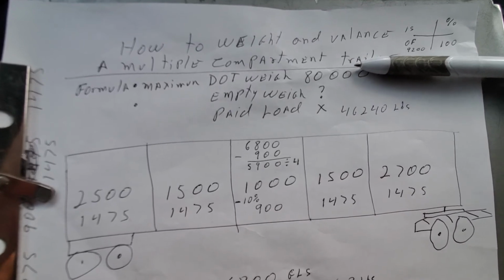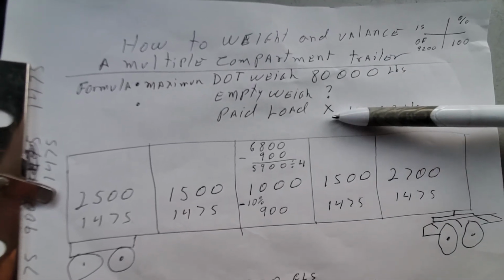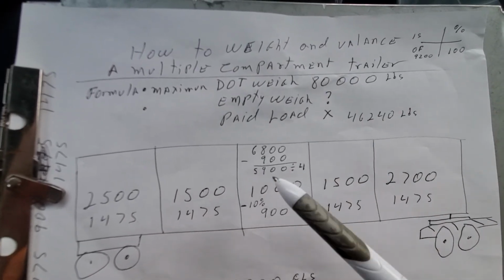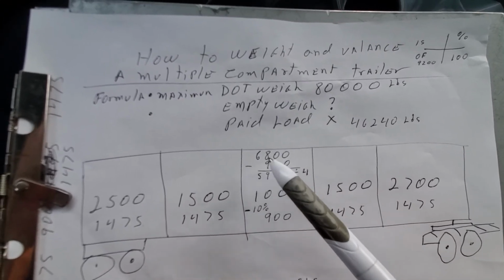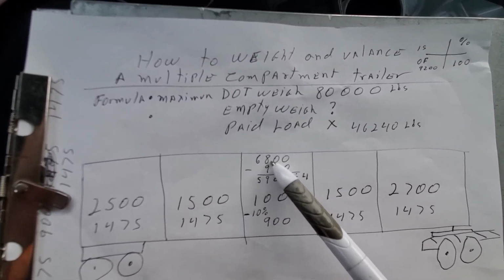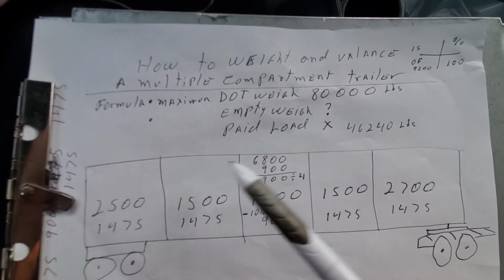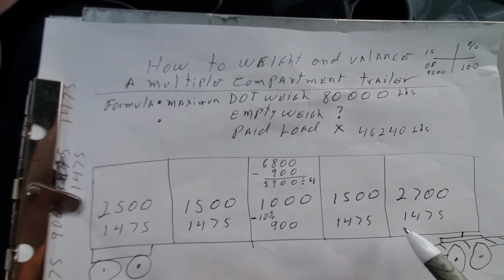Maximum allowed weight, subtract the empty weight, that will give you the payload. The payload, you load the maximum amount on the smallest compartment, divide it, and the result, just load it.